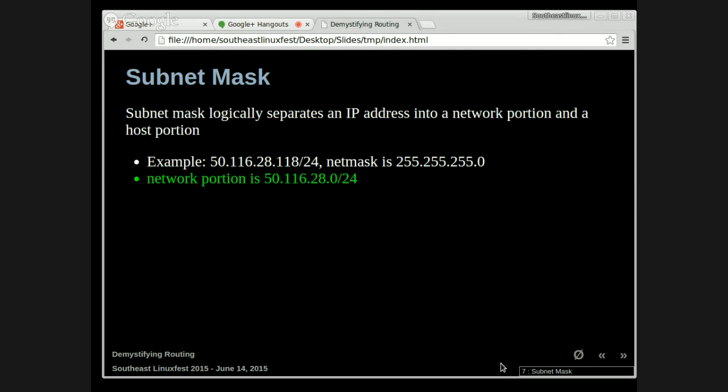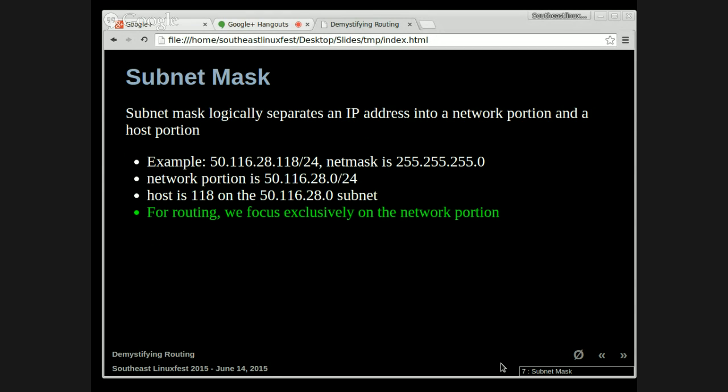No, it is not. It is just the address. The net mask is important to the interface at which it exists, but while an IP packet is in transit, the net mask is meaningless. So it's solely for routing and logical partitioning of networks. So in this example, our host is number 118 on the 50.116.28 subnet. Like I said, for routing, we focus exclusively on the network portion, and we'll see an example of that here soon.